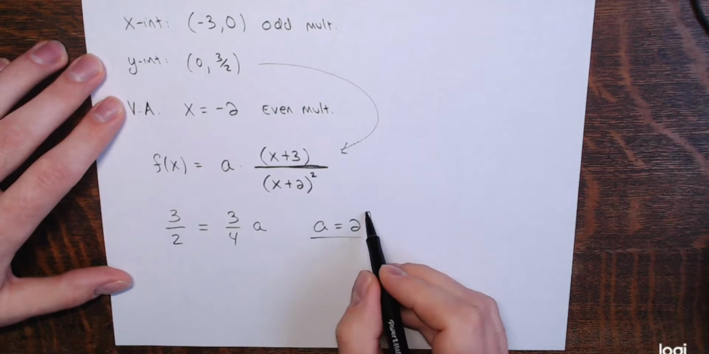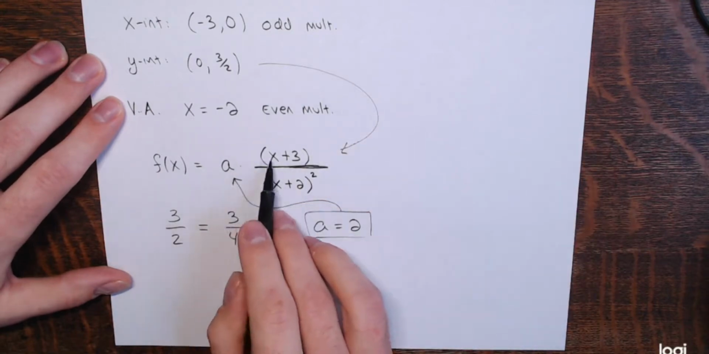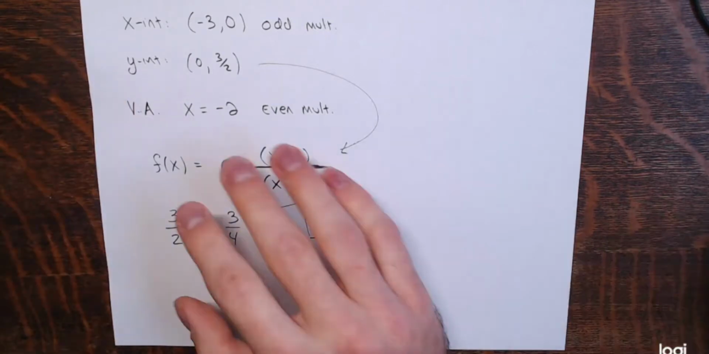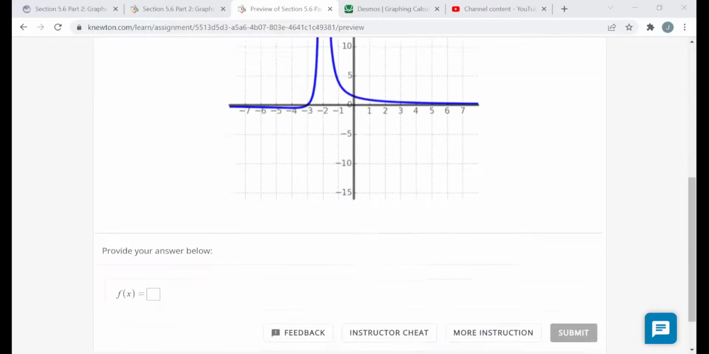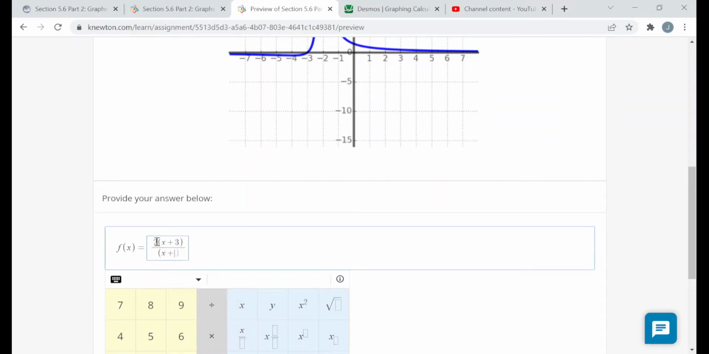All right, so we have f of x equals 2 times the quantity x plus 3 divided by the quantity x plus 2 squared. And if you want to multiply that out, you can, but I'll leave it in factored form. So we have 2 times the quantity x plus 3 in the numerator divided by the quantity x plus 2 squared in the denominator. And this should be good.